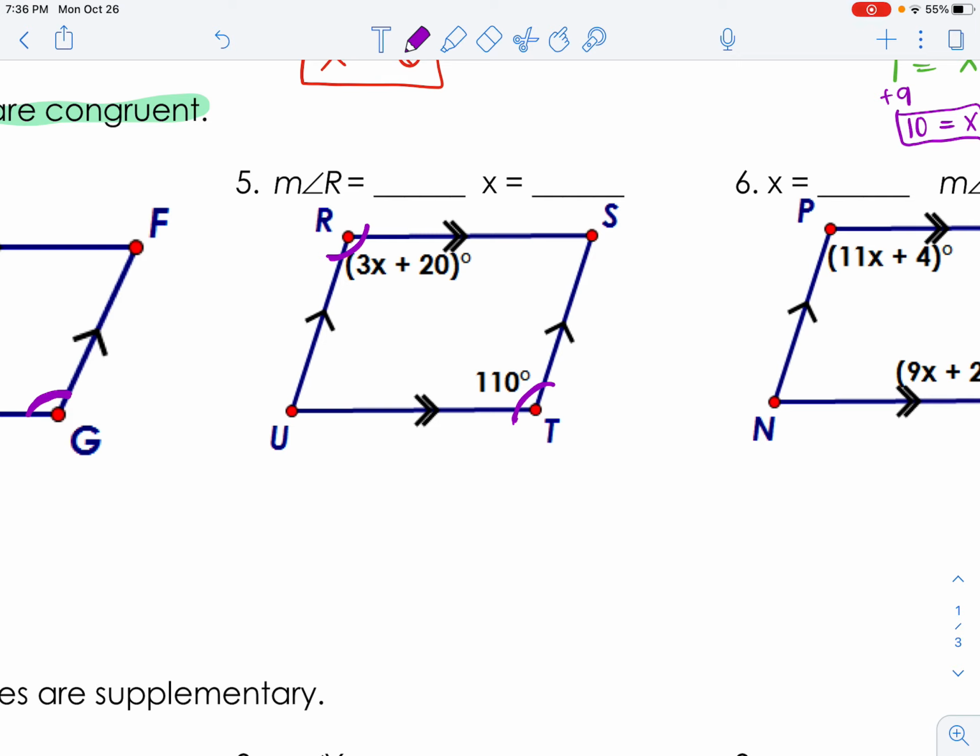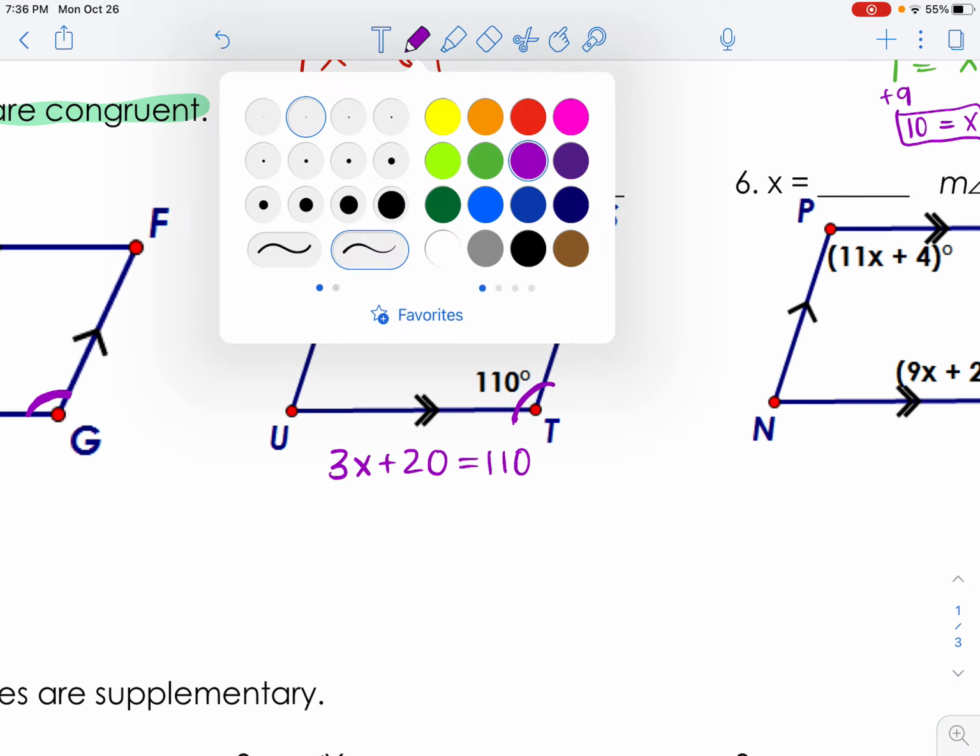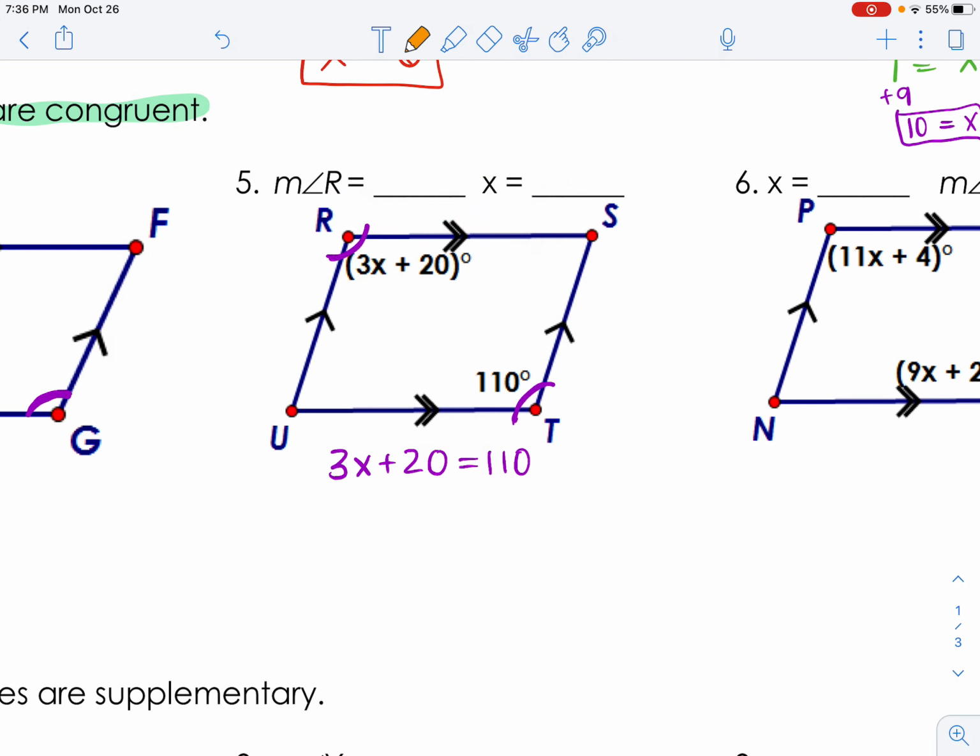Let's set up our equation. I'm going to set them equal since they are congruent. So 3x plus 20 equals 110. I'm going to solve for x. The first thing I need to do is subtract the 20. I can't divide until I subtract the 20. So make sure you're very careful here.